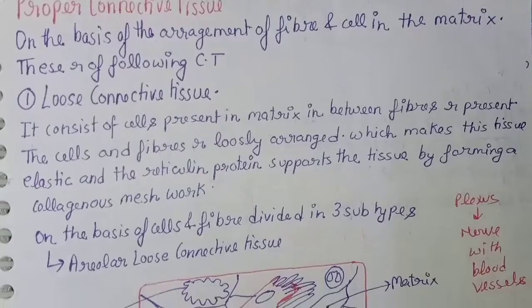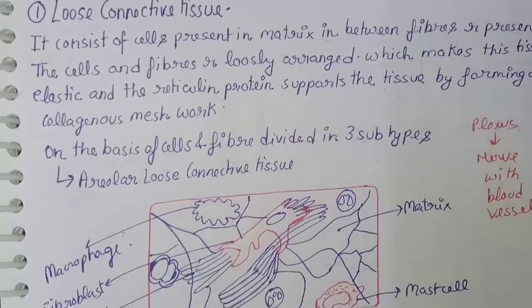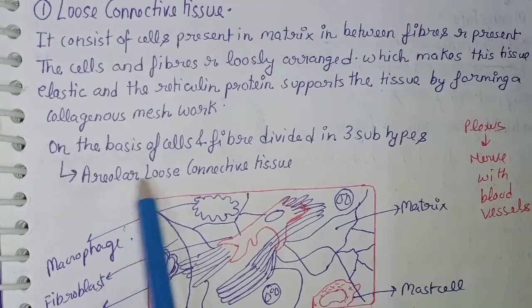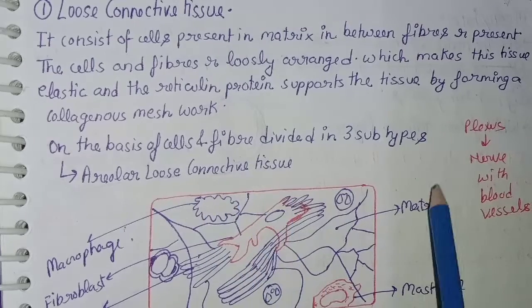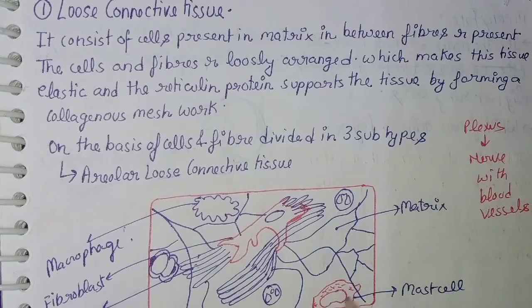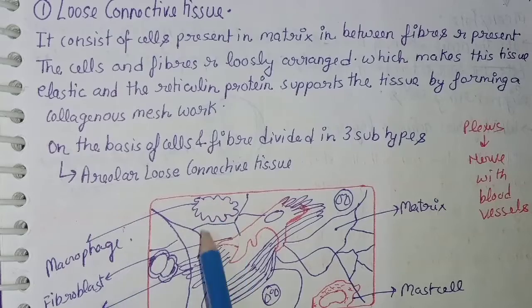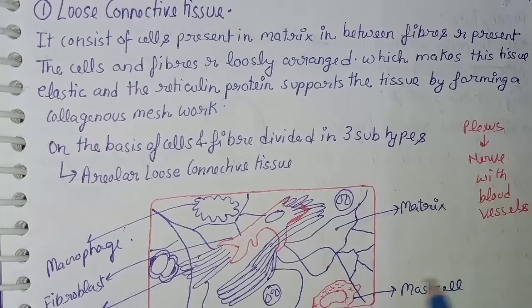On the basis of cells and fiber, it is divided into three subtypes. The first type is areolar loose connective tissue. So as you can see in the diagram, this is a diagram of areolar tissue in which you can see macrophage, fibroblast, collagen fiber, matrix, and the mast cell.